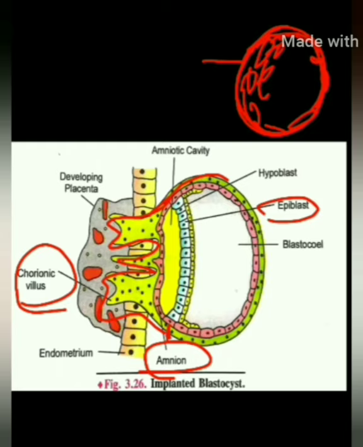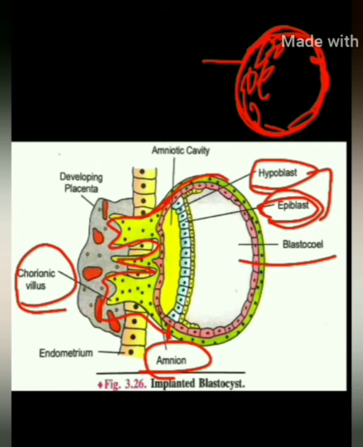And inside, the inner cell mass is arranged in such a way that it makes two layers. One is the epiblast, the outer layer, and below it is the hypoblast. Later on, these make the germ layers. We will talk about it. They are arranged in such a way that they leave a cavity which is called the blastocoele.